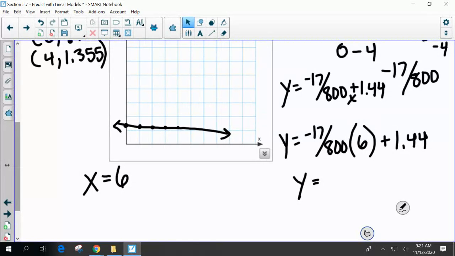Wait, where did you get 2003? It says that on the paper, approximate the number of participants in 2003. Oh, thank you. Okay, so I end up getting 1.3125, which is in millions.